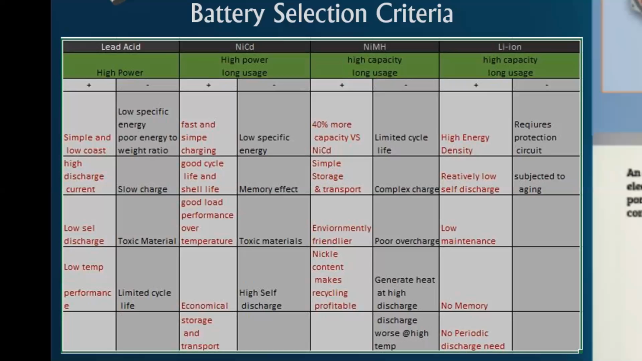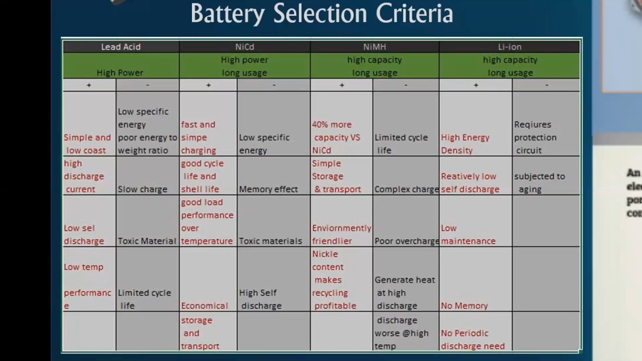Now moving on to the lithium ion battery. So we got plenty of advantages here, like it has a high discharge, a high energy density, low self discharge rate. Also it's good to maintain this battery. It has low maintenance, no memory effect, and no periodic discharge need. We can use it as per our convenience.